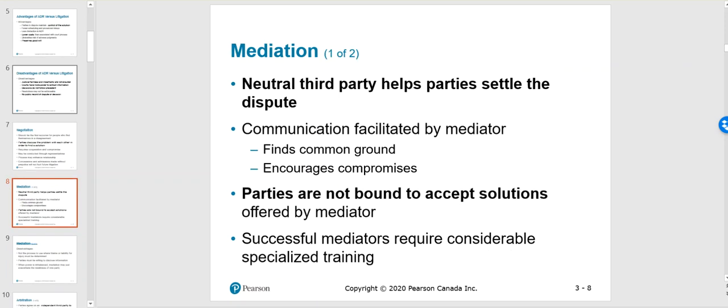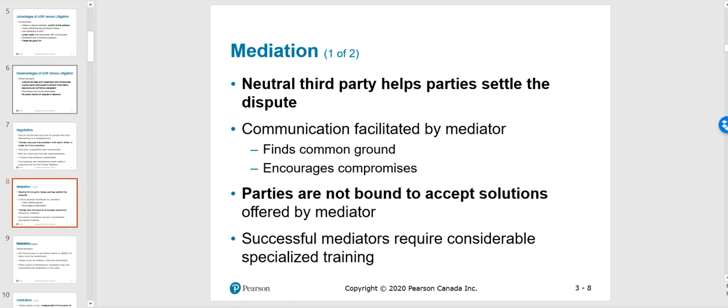Mediation is one step further than negotiation. And why do I call it this way? It's because parties are not able to find a solution through negotiation. So they get a third party to help them find a solution.